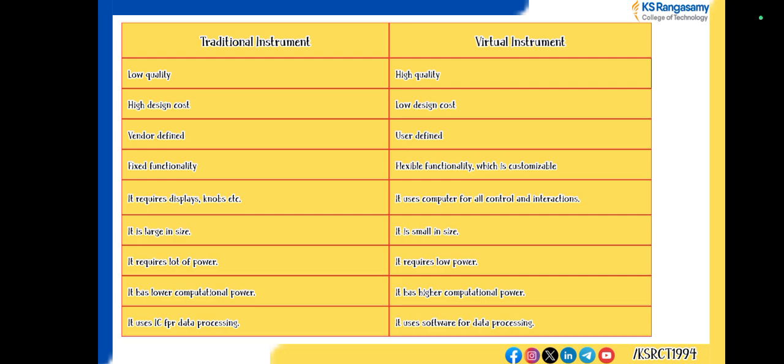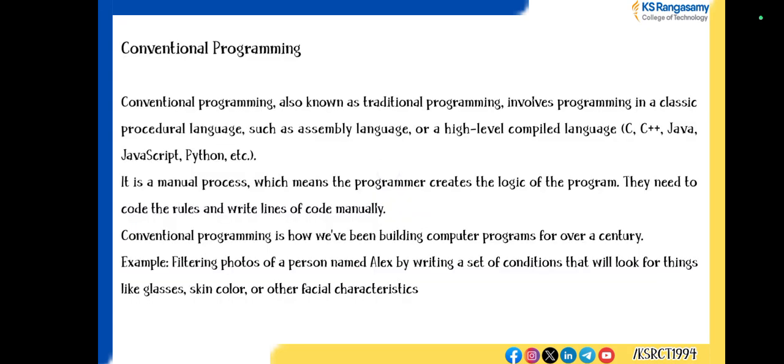And at last, the traditional instrument uses hardware for data processing, but a virtual instrument uses software for data processing. So within this, we came to know what traditional instruments and virtual instruments can do. Next, we go for conventional programming.